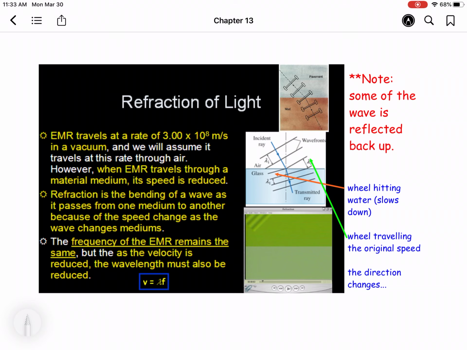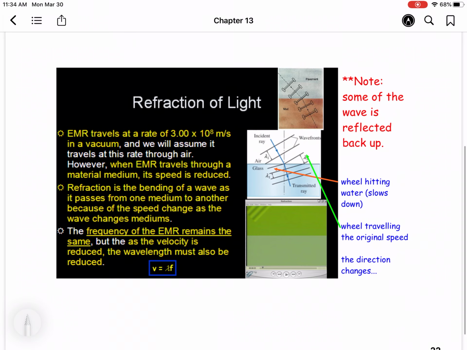All right. What's important as well is that the frequency does not change. Wavelength can change, and so can velocity. So velocity and wavelength must also change. So frequency remains the same, right? It's going to keep hitting at the same amount of time, but the wavelength can change, spread out or get narrower. All right, and so that's what refraction does.